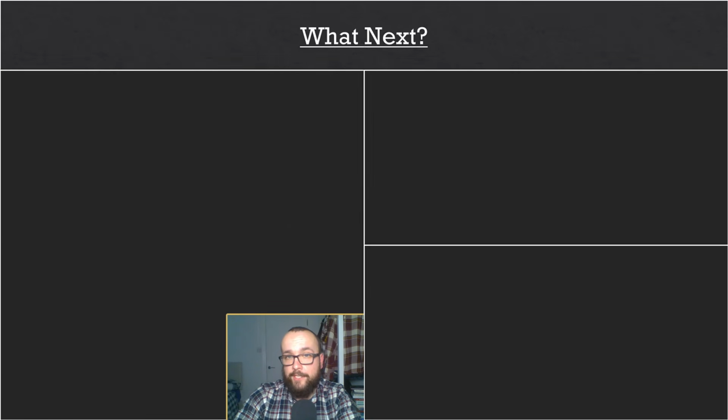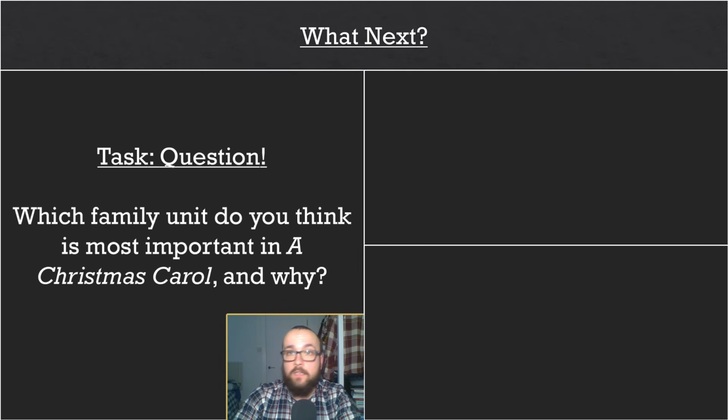And before I finish, I've got some additional next steps for you as well. So first of all, if you wanted to, you could answer the question that has just appeared on screen. Which family unit is the most important to A Christmas Carol, and why? Now, you could use this to prompt a mind map, use it to make a flashcard, have it as a topic to debate if you're revising with friends, or even use it as the title for a short essay.